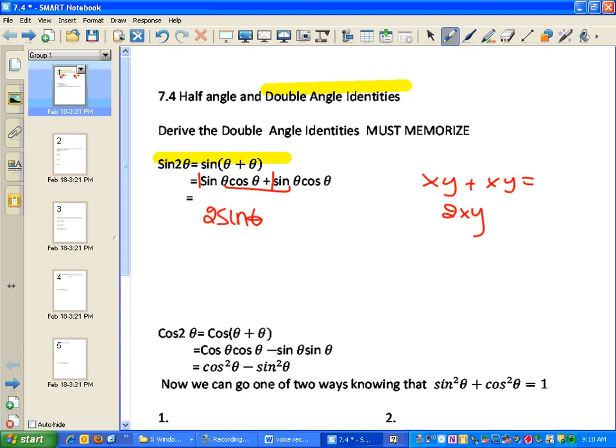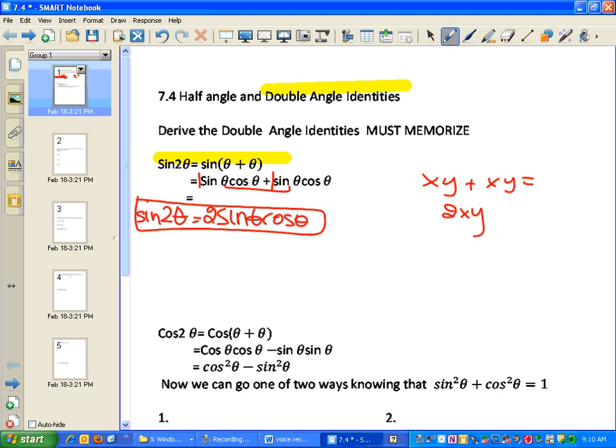2 sine theta cosine of theta. And that is what sine of 2 theta is. And that's the one that you need to memorize. Easy to derive, easy to get, but when I give you a quiz over your identities, you're not going to have time to derive it. You just need to know it.